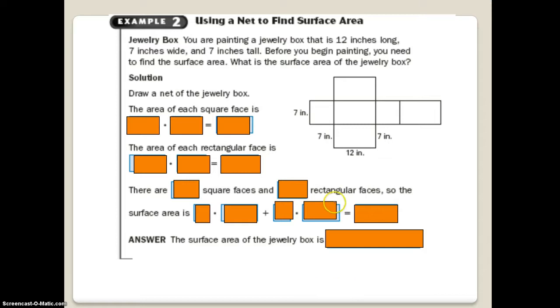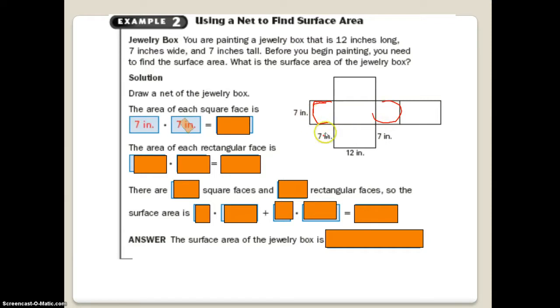We can use a net to find surface area. So we took this box and we flattened it out, and now we're going to find the area of each face. You're painting a jewelry box that is 12 inches long, 7 inches wide, and 7 inches tall. Before you begin painting, you need to find the surface area. But let's talk about the squares. These are this shape right here. The square shapes are 7 by 7.